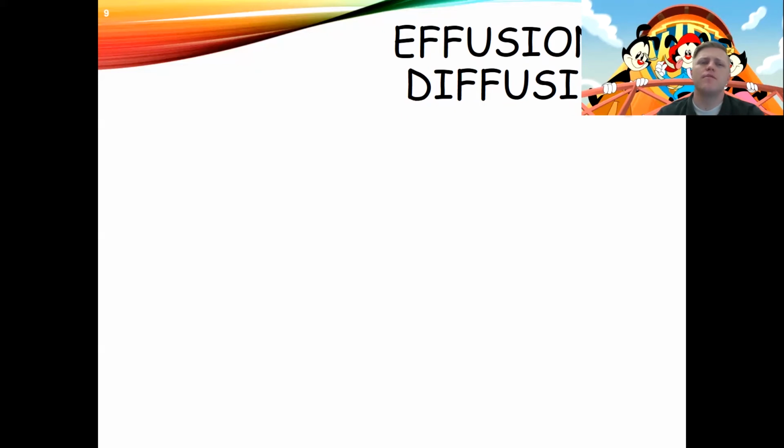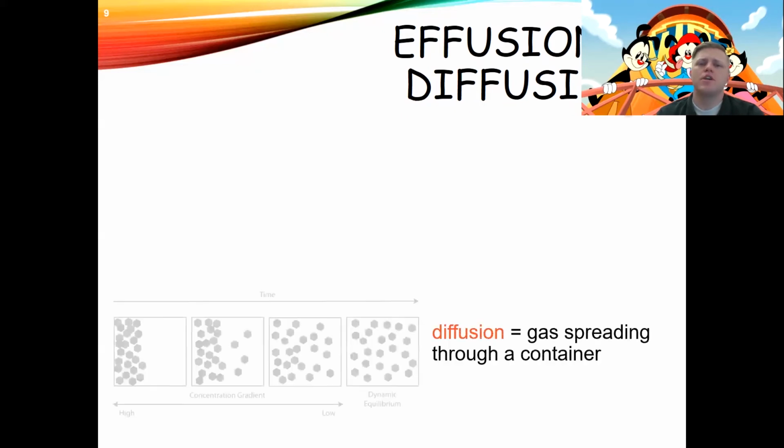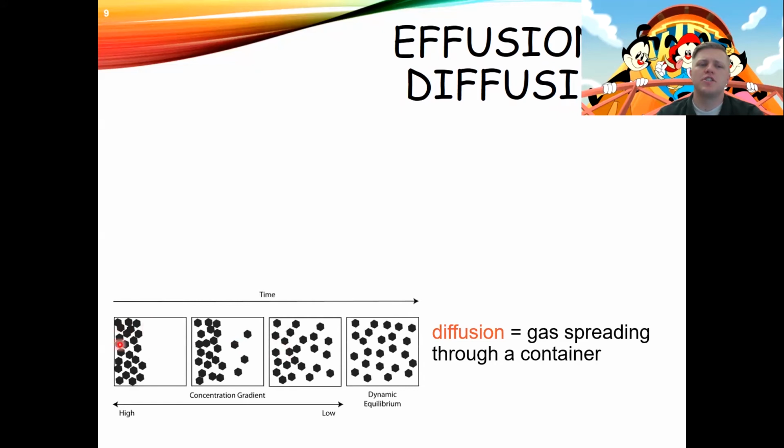Let's start with the more familiar diffusion term. So diffusion is just the spreading out of a gas into its container. So this could be like if you open a tank of helium in a room, that helium is then going to diffuse throughout the room. It's going to spread out as much as it can to fill its container.